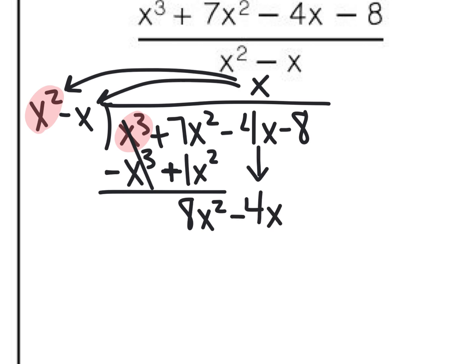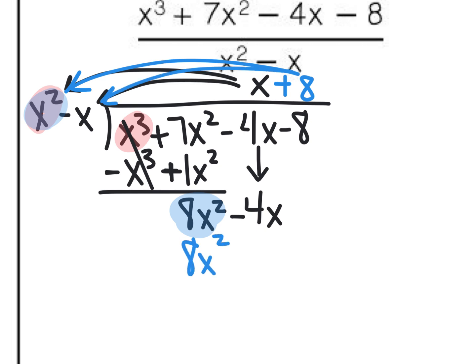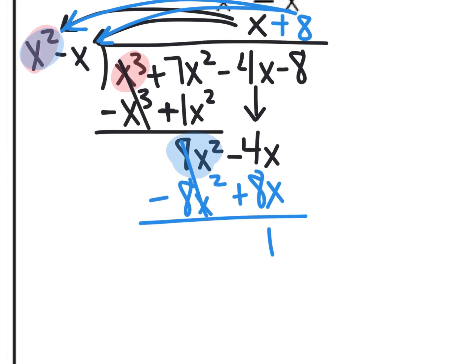So now we're doing x squared into 8x squared. Well, what times x squared is 8x squared? 8. What kind of 8? Positive. Make sure you have a sign to connect them. So 8 times x squared is 8x squared. What's 8 times negative x? Negative 8x. Change your signs. What's negative 4x plus 8x? Positive 4x. But I can't divide anymore. There's nothing times x squared that will just give me 4x. So this is my remainder.